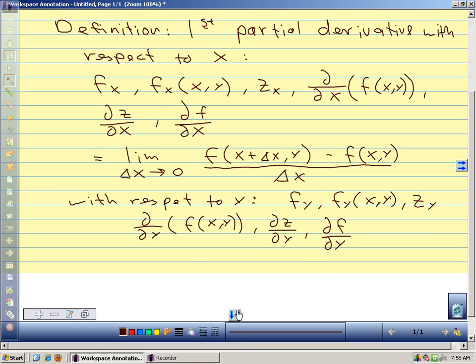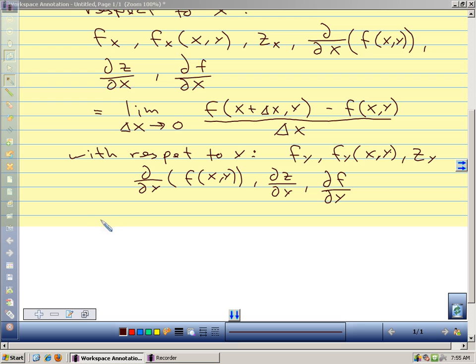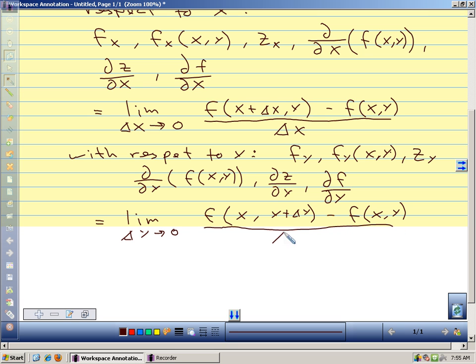And this limit is just the same as the one for our partial with respect to x, but we're dealing with delta y. So this is f of x, y plus delta y, minus f of x, y, over delta y. So what we're doing is taking the derivative with respect to one variable, assuming that the other variable is constant. We're holding the other variable constant.